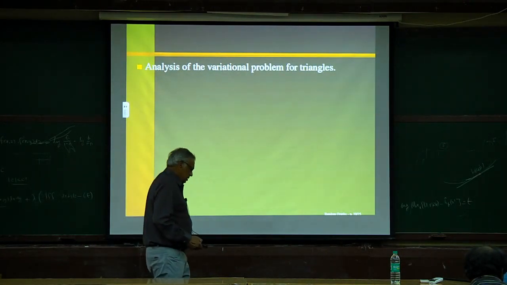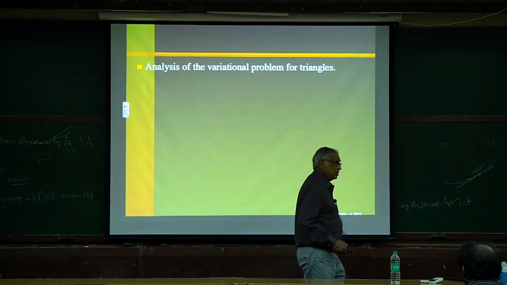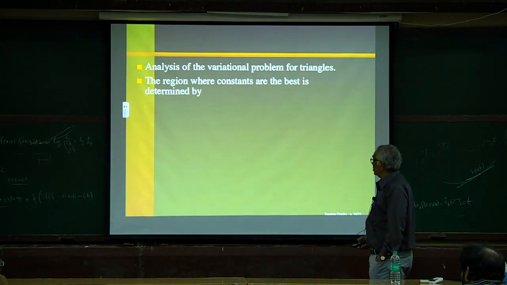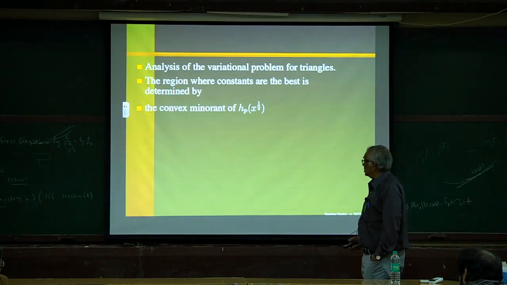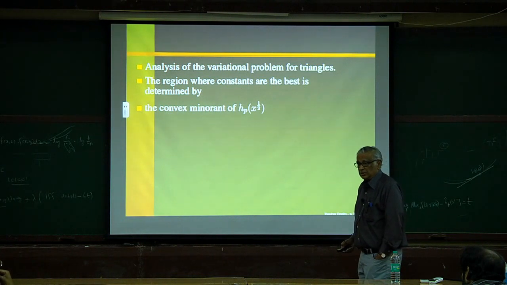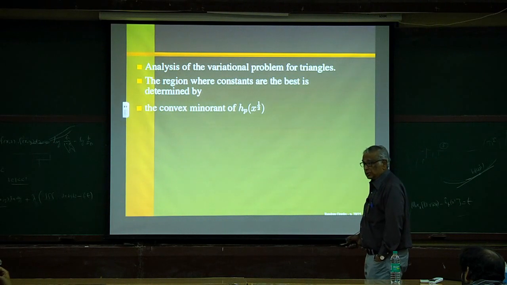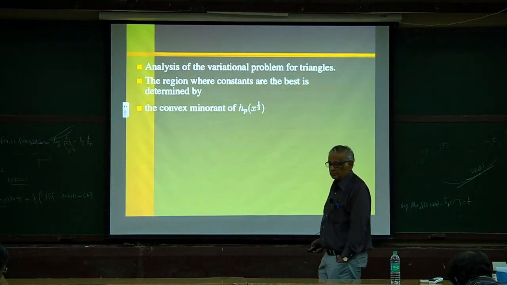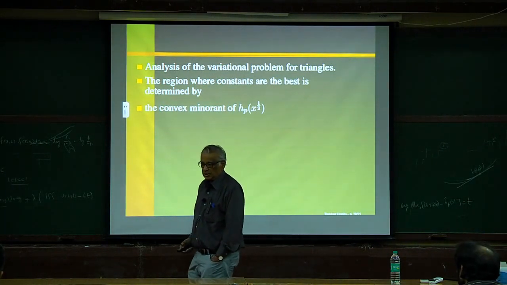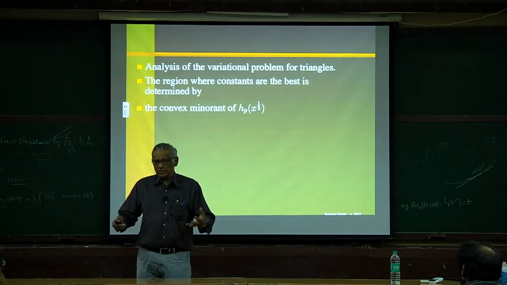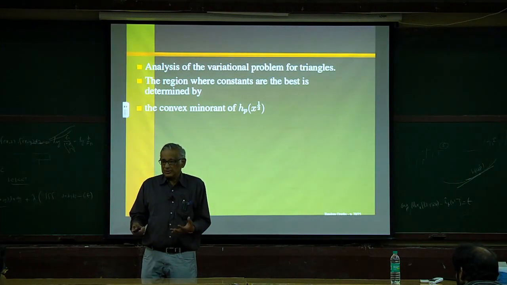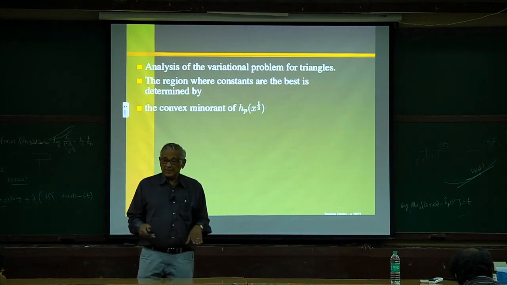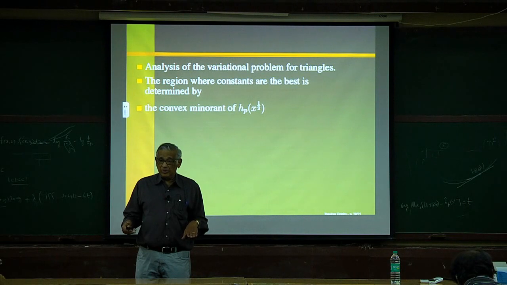So you can do an analysis of the variational problem in general for these graphs, and the region where constants are the best is determined by the convex minorant of h_p to the power x to the 1/3, which is what we did, but to the power 1/2. Well, 1/2 or 1/3, it doesn't matter. You have a convex minorant, something below, and you look at where they touch, the result is the same. But the function to which you are trying to find a convex minorant, if you use this function, the result is exact. So if they don't touch, the minimizer is not a constant.